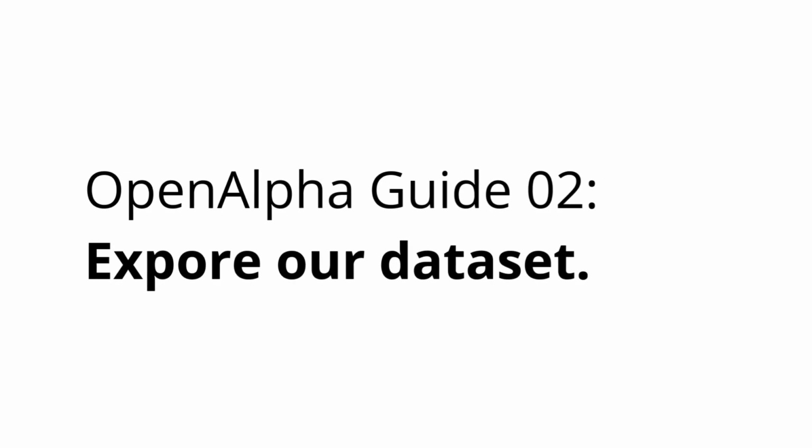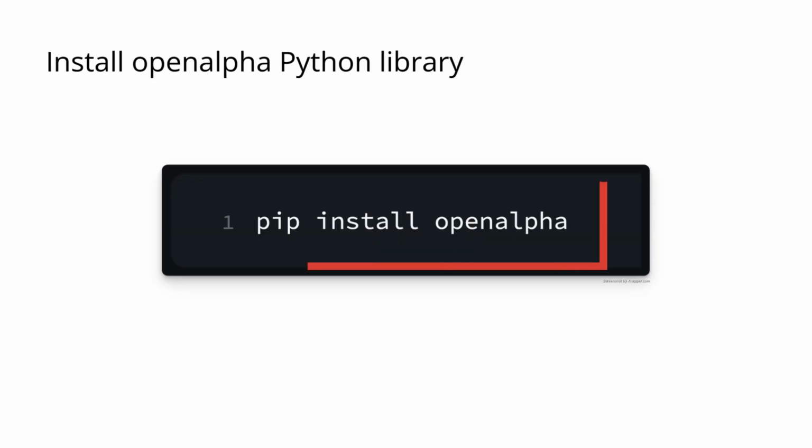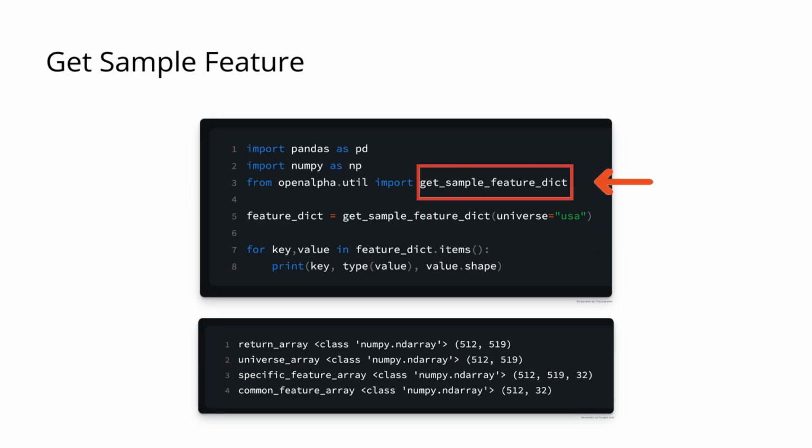In this video, we'll explore how OpenAlpha datasets are structured. To get access to the public OpenAlpha dataset, the first step is to install the OpenAlpha Python package. You can do this by running the command shown on the screen. Once the installation is complete, try running the Python command displayed. This will allow you to load the dataset and start exploring it.